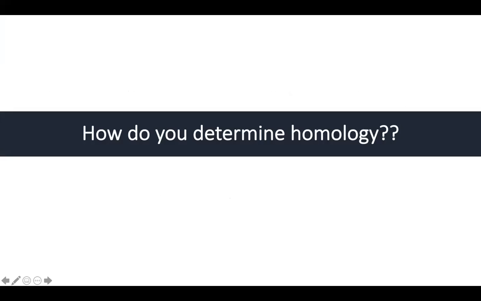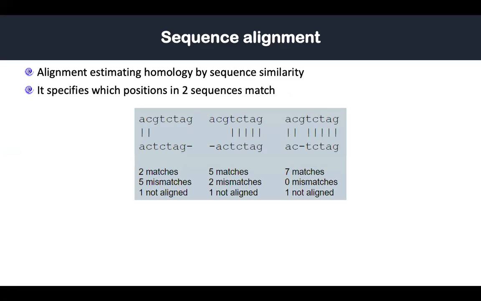So how do you determine homology? You already know the answer: through sequence alignment. Alignment helps you estimate homology by sequence similarity, and it specifies which positions in 2 sequences match. As I've shown here, this is a very short stretch of nucleotide sequence. In the first, there are only 2 matches, the rest are all mismatched, and the last one is not aligned. In the second stretch, you have 5 matches, 2 mismatches, and 1 not aligned. Here you have 7 matches, 0 mismatches, and 1 which is not aligned.